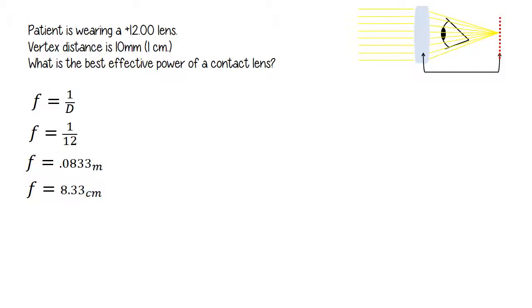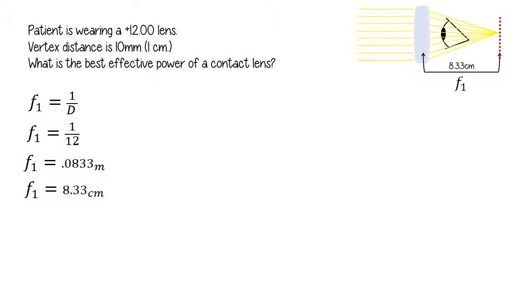Now in this video, we're going to call this focal length F1, the initial focal length, the one that the patient came in with. And we're going to call the diopter power that they came in wearing D1. So they came in with a +12 diopter eyeglass lens, that would be D1 in this instance, and the focal length we found to be 8.33 centimeters, which in this case is considered F1.